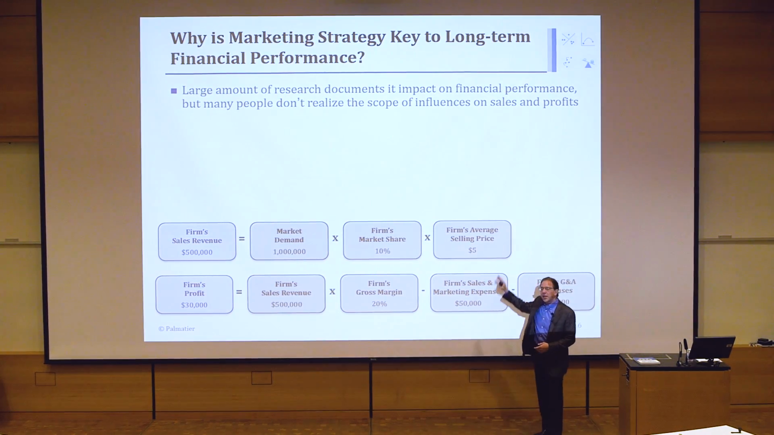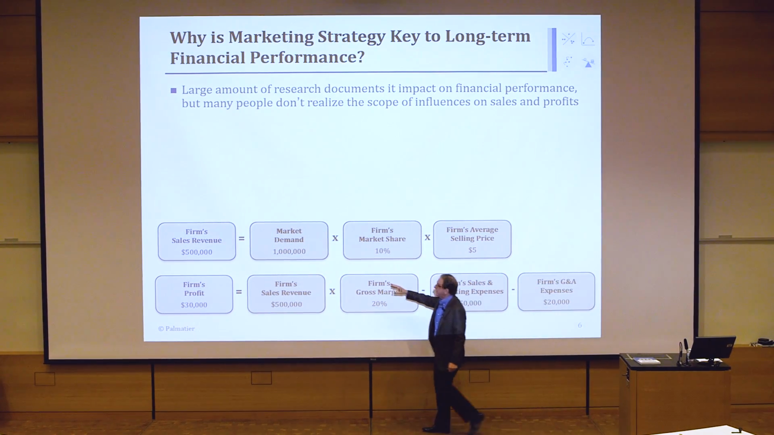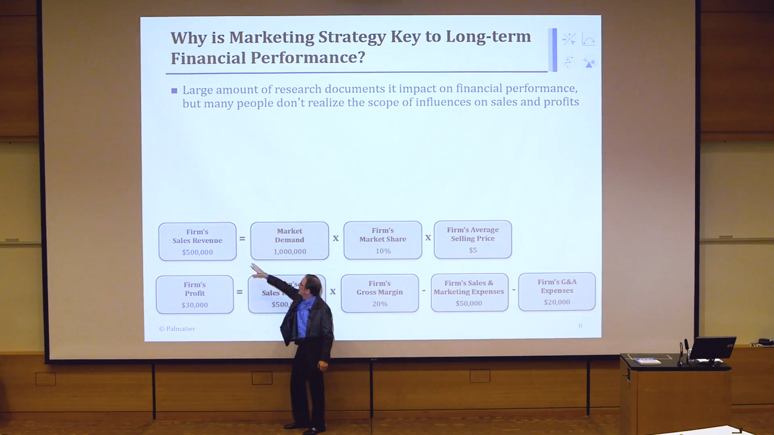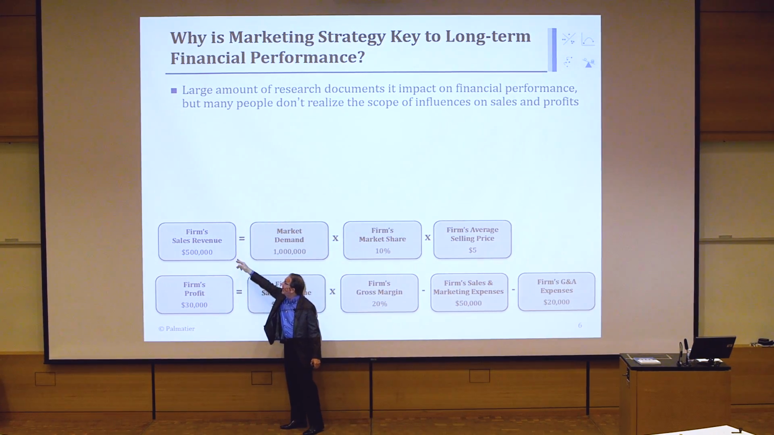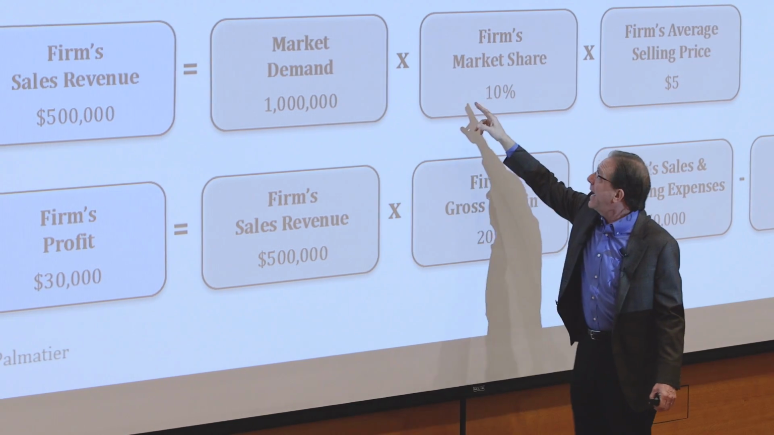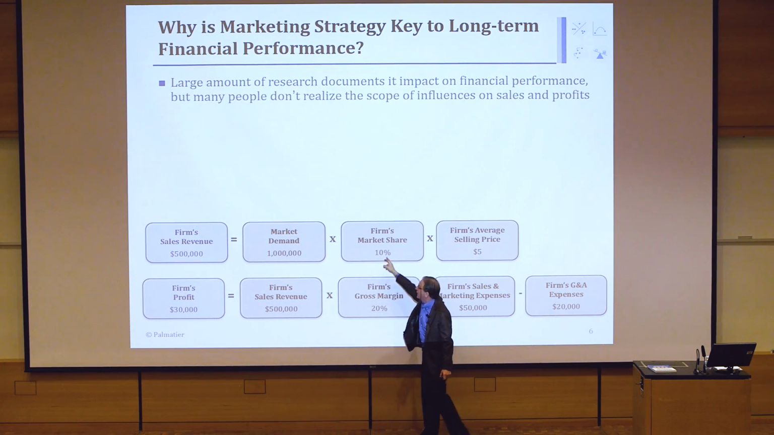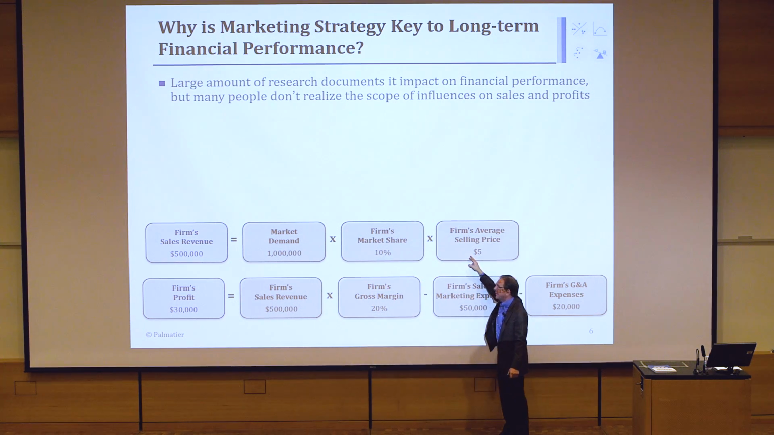But I'm going to use this chain ratio to describe it. And the way a chain ratio works is this. I'm going to look at a firm's sales, and I'm going to break down sales, and there's an example of 500,000, by market demand, that's how big the market is, times how much share the firm has of that market, so 10% in this case, multiplied by the firm's average selling price.